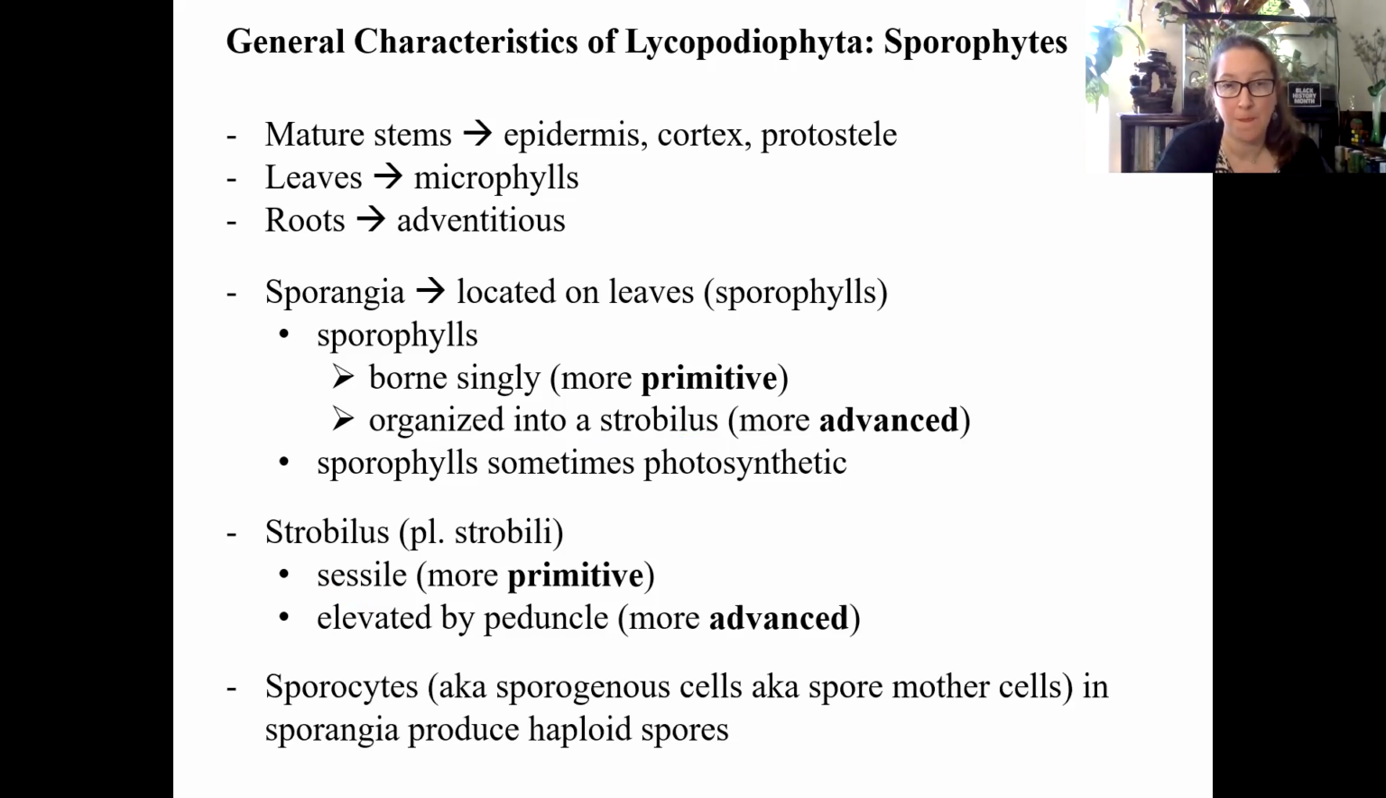Okay. In the sporangia, you have the spore mother cells, AKA sporocytes, AKA sporogenous cells, whatever, that are 2N, diploid, that undergo meiosis and produce spores that are haploid, right? We already know that, but just, I guess, as a reminder.